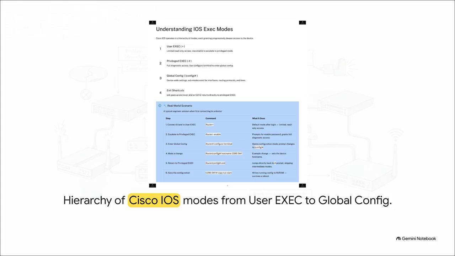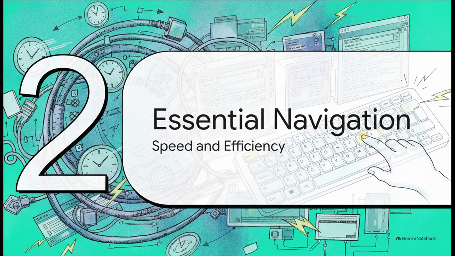But by typing enable, you escalate up to privileged exec mode, marked by the pound sign. Now this is where the magic happens. It gives you full visibility into the system's state for diagnostics. And finally, if you need to actually change the infrastructure, configure terminal unlocks global config mode. A structured methodology means always knowing exactly what mode you're in and how to seamlessly jump back using commands like end.